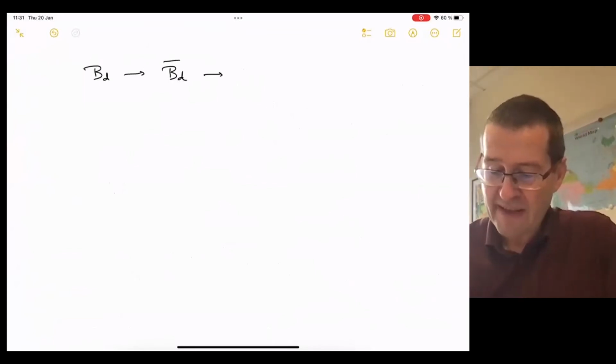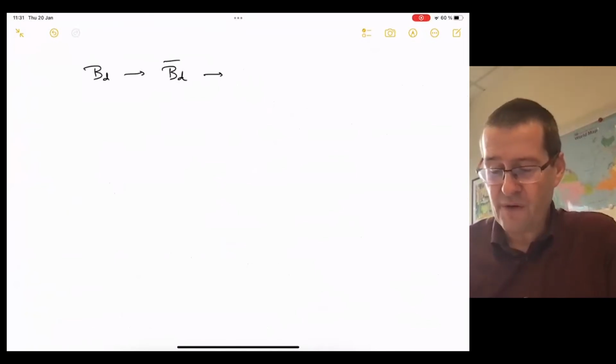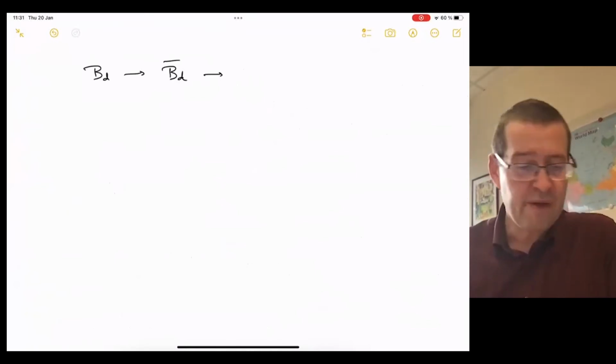Okay, sorry about that. So, for instance, you look at the evolution from a BD into a BD bar, and then you choose a final state.